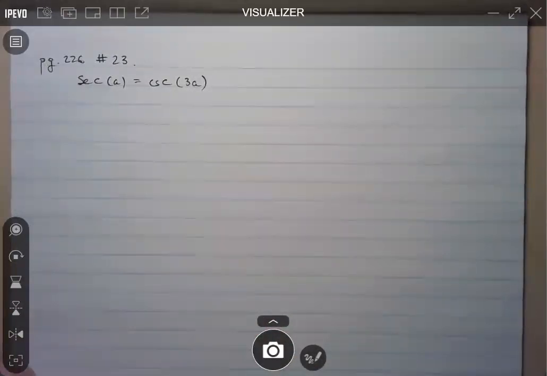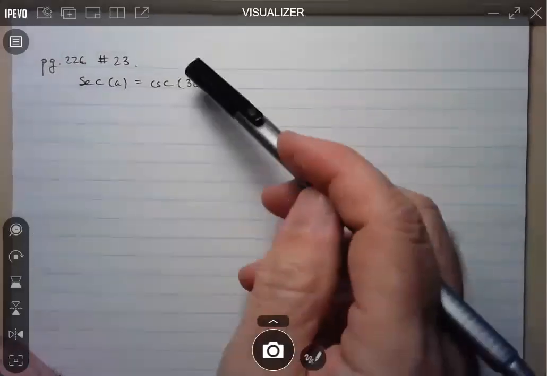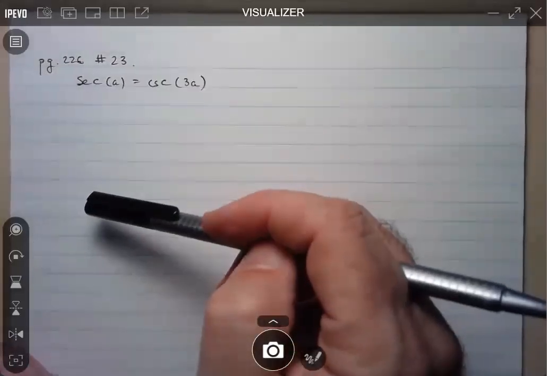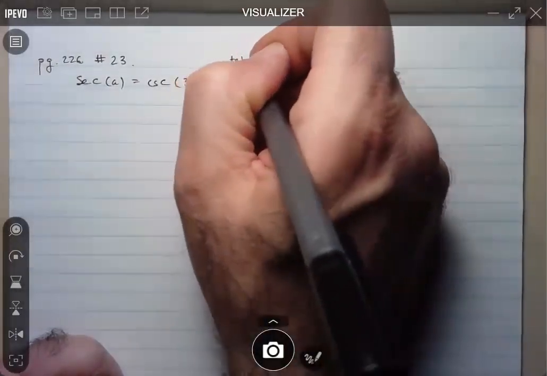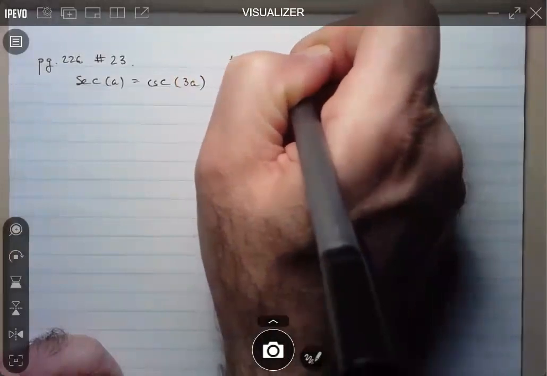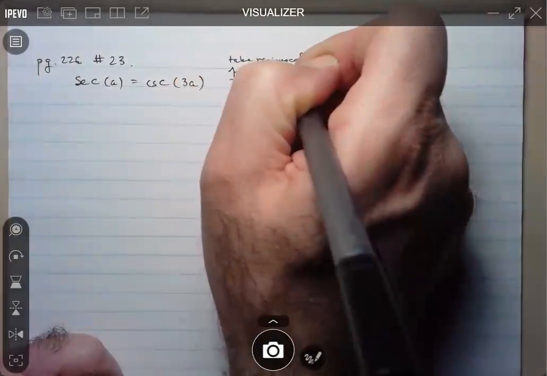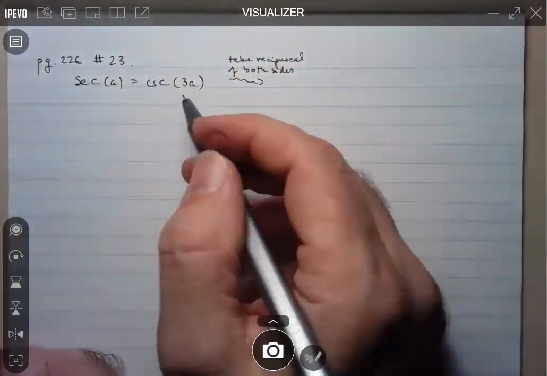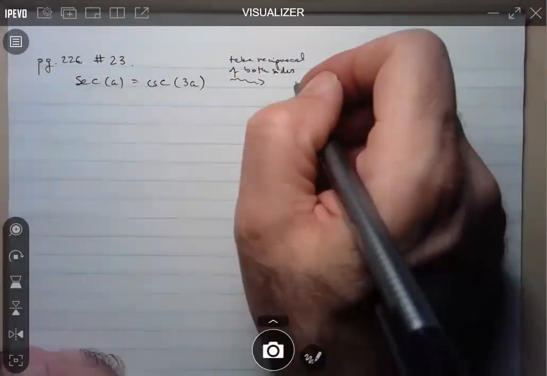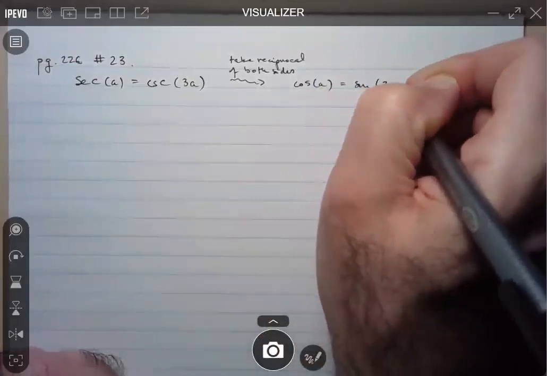Yeah, anybody? 1 over cos theta. You realize that secant is just the reciprocal of cosine, and cosecant is just the reciprocal of sine. So if I take the reciprocal of both sides, which I'm allowed to do, essentially what I get is that cosine of A is going to have to be equal to sine of 3A. Okay.